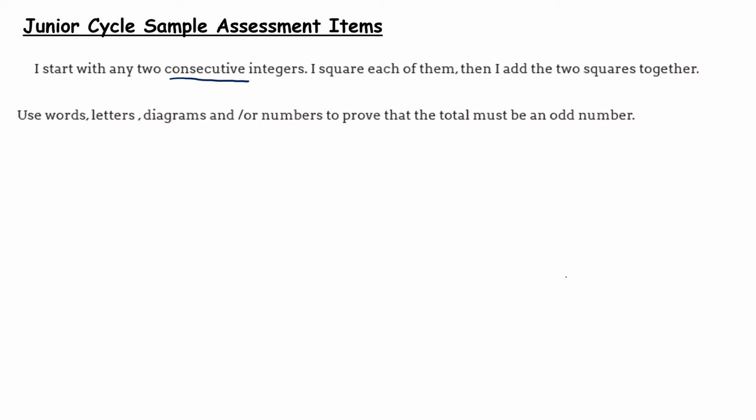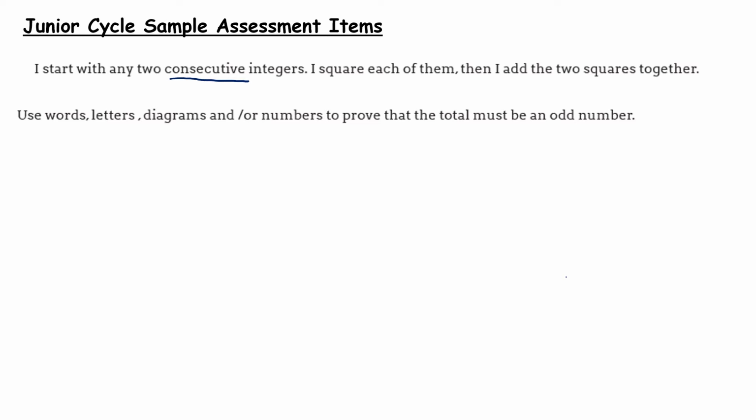What we know about consecutive numbers is that if we are talking integers, which are positive or negative whole numbers, the difference between them is 1. Okay, so I square each of them, then I add the 2 squares together. Use words, letters, diagrams, and or numbers to prove that the total must be an odd number.